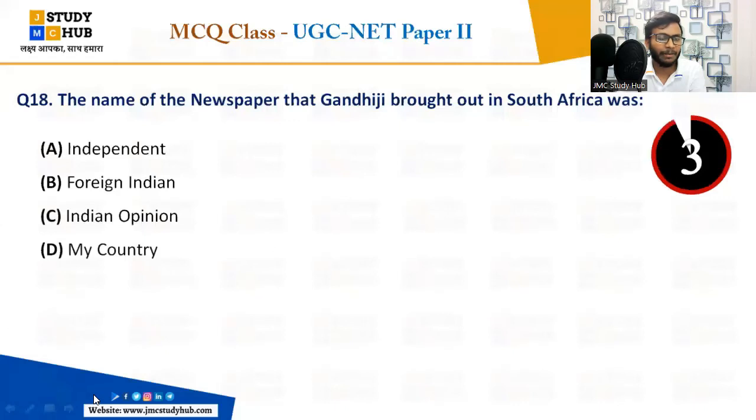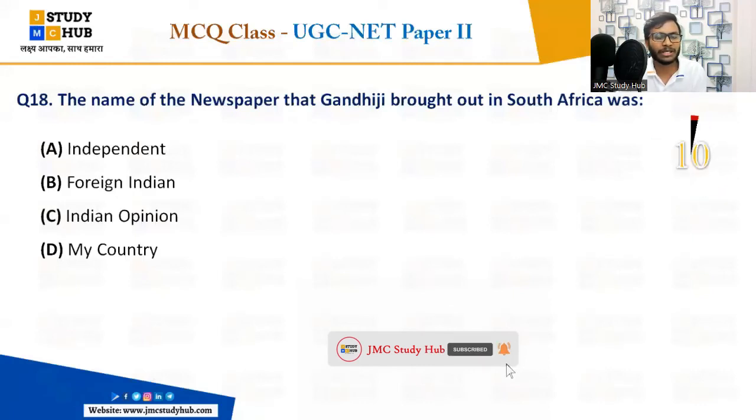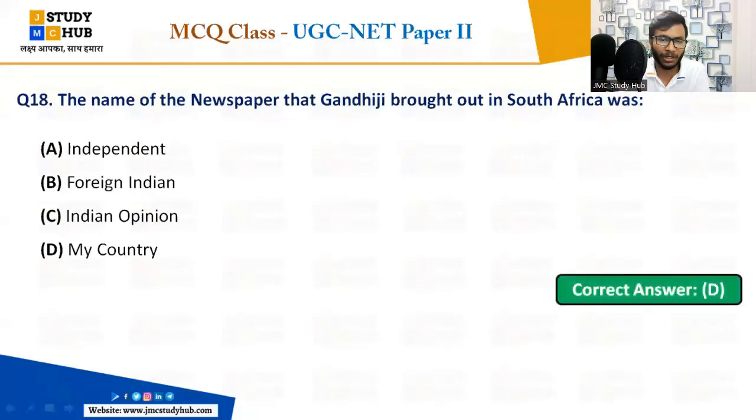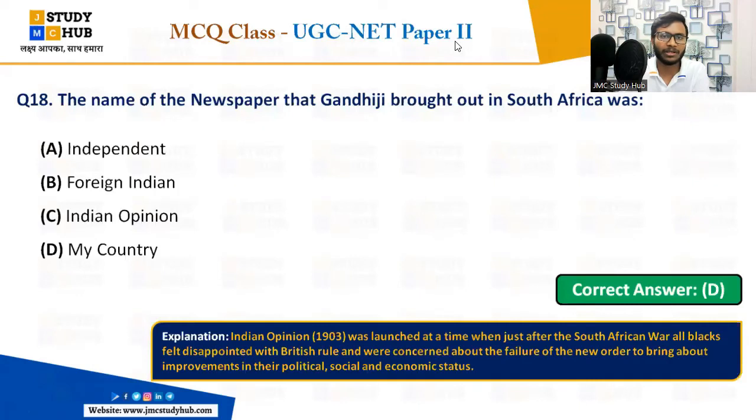Yes, everybody has given the right answer. Okay, very good, marvelous answer. The name of the newspaper brought by Mahatma Gandhi in South Africa is option C, Indian Opinion. Very good. Okay, C is Indian Opinion. Mahatma Gandhi brought the newspaper Indian Opinion.